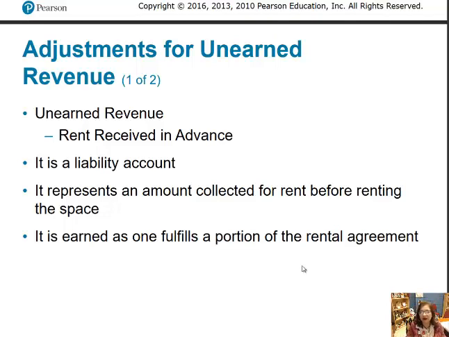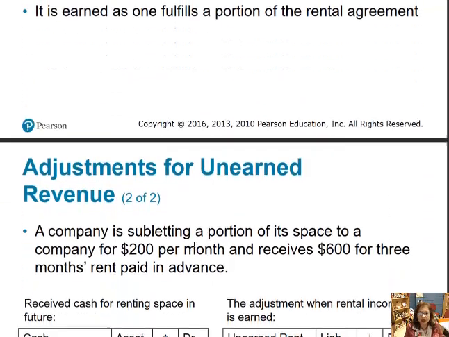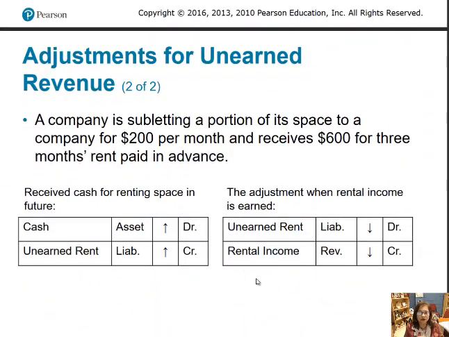It represents the amount collected for rent before renting the space, and it could also be that you are the one renting the space. Okay. It's earned as one fulfills a portion of the rental agreement, meaning once you start paying on it, whether on a monthly basis, a weekly basis, or a bi-weekly basis, whatever the case may be, that's what we're looking at. Then, of course, you're going to be looking at the adjustments for unearned revenue.